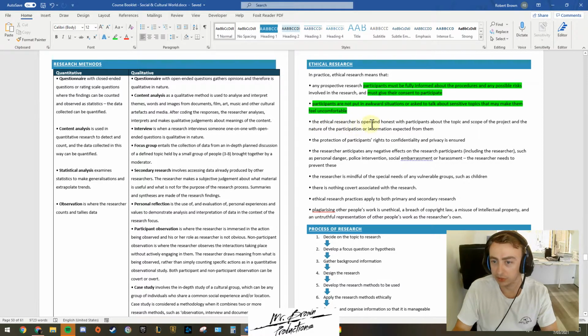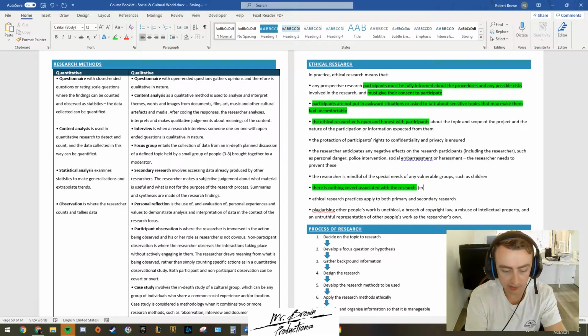The ethical researcher is open and honest with participants about the topic and scope of the project and the nature of participation or information expected. So I would just have the ethical researcher is open and honest with participants. So the idea is that you're not doing anything covert, which is another one down here. Now, the caveat I want you to put at the back of this, exception equals participant observation.